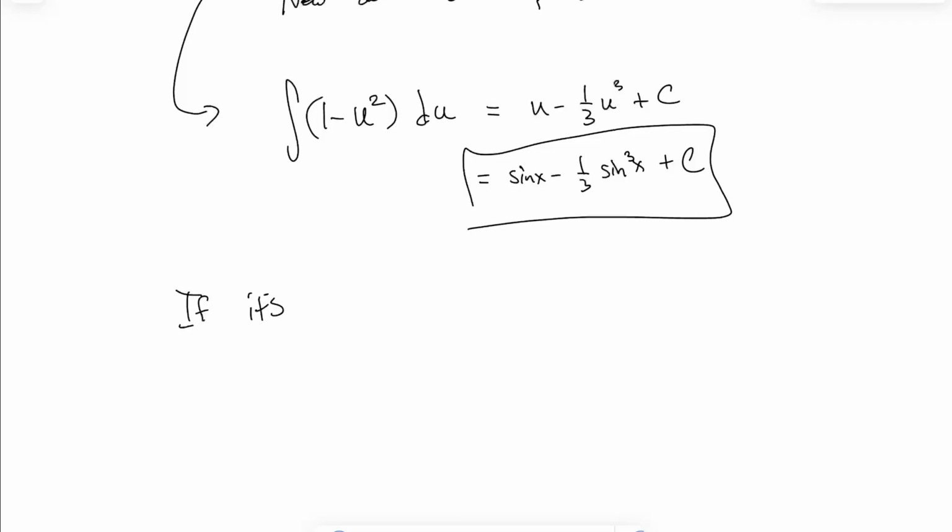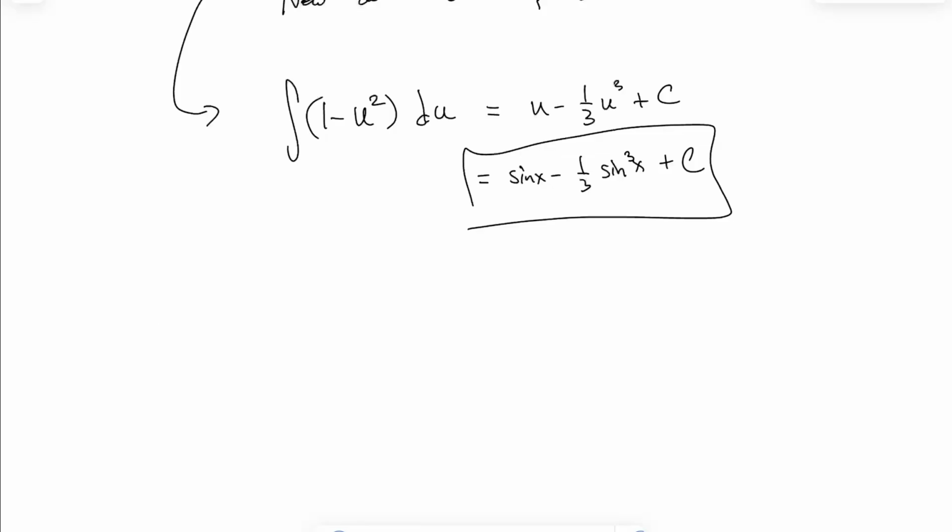If it's, say, cosine of maybe, I don't know if I need to summarize it. We save one and then rewrite the other ones in terms of sine squareds or cosine squareds as appropriate. Let's try another one. You'll get the idea, I think.